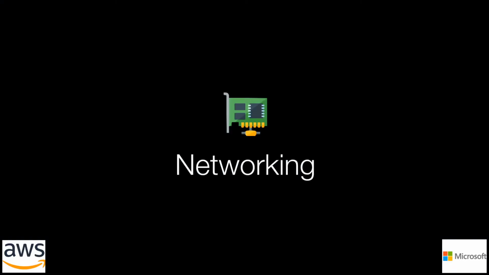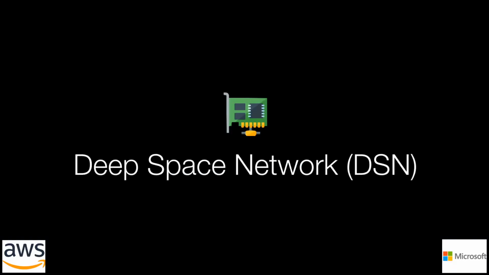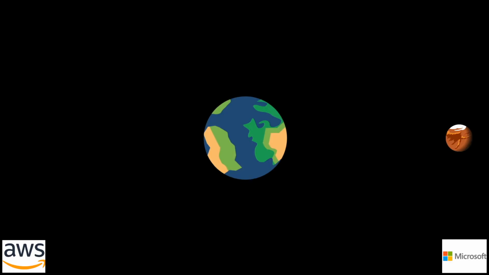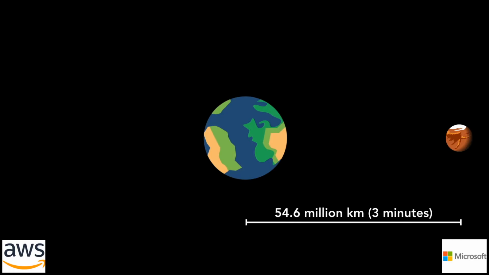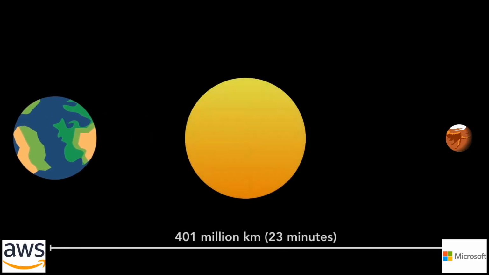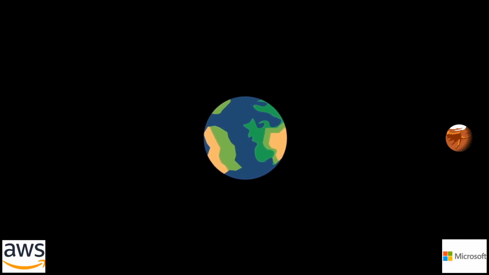So let's talk about networking, specifically the deep space network, and how we communicate with rovers on Mars from Earth. Now, at its best, Earth is only 54 million kilometers away, and it takes about 3 minutes for a signal to get there traveling at the speed of light. But at worst, when we're on the other side of the Sun, it's 401 million kilometers or 23 minutes, and that's almost an hour for signals to get there and come back, and there's all the processing and relaying that happens in the meantime. So, of course, real-time communications or popping open an SSH connection is not an option.